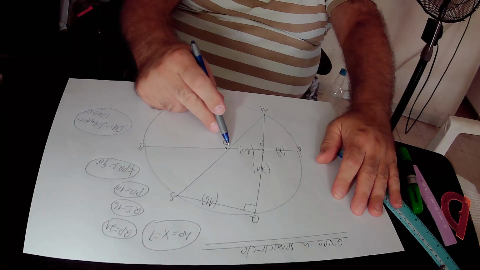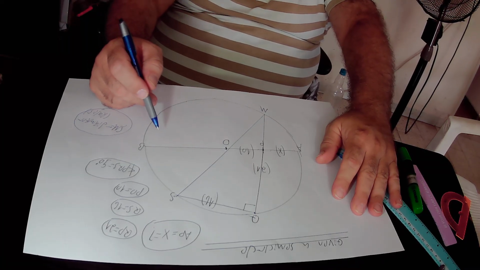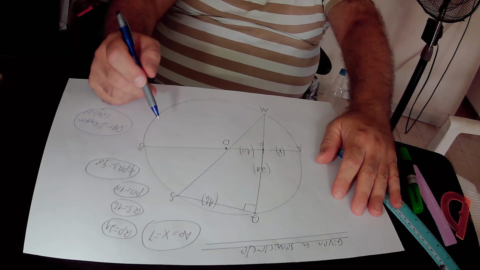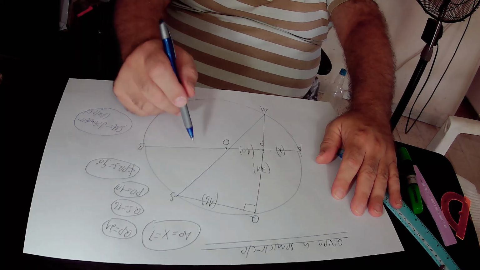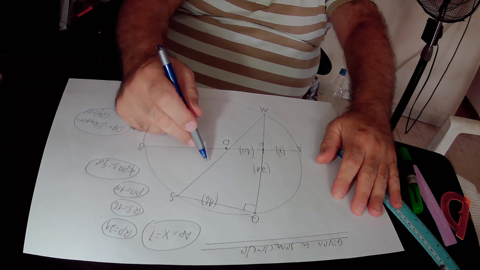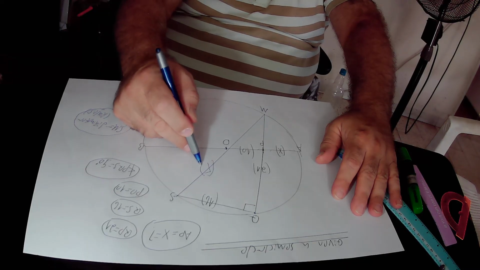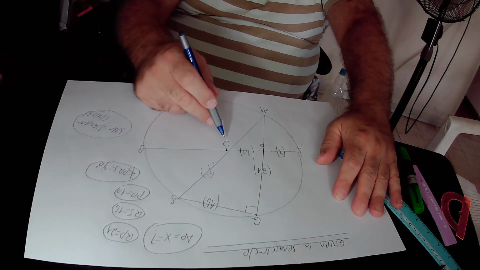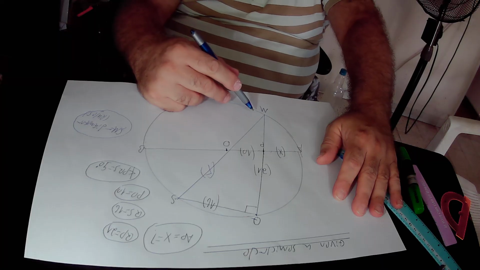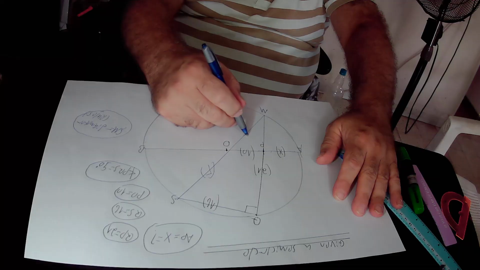Point O is the center of the circle. Point S is the point of the circle itself, therefore OS is the radius of the circle. We define the radius of the circle as R, so OS equals R. Likewise, point O is the center of the circle, point M is the point of the circle itself, therefore OM is also the radius of the circle, that is equal to R according to our definition.